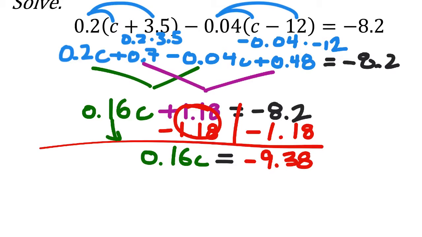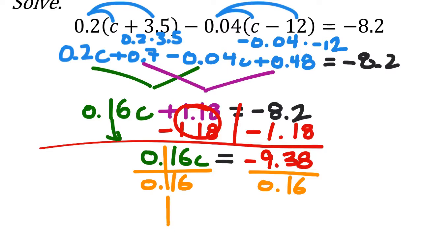But I don't want 0.16c, I want just 1c. So how do I make a 0.16 a 1? Just divide it by itself. But if I do it to one side, I need to do it to the other side as well. So that becomes a 1c. And we'll do negative 9.38 in the calculator divided by 0.16. And that gives me negative 58.625.